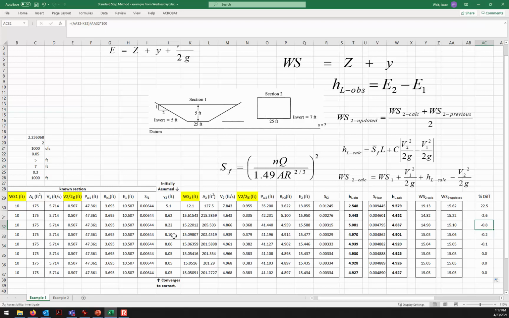But we can balance things a little bit more, and you can see in the end it converges to a depth of 8.05 feet. And so that is the known depth. And the way we know we've converged is the head losses are the same, and there's no longer any changes in the water surface depth. From one iteration to the next, the depth is staying the same. So this is the standard step method.